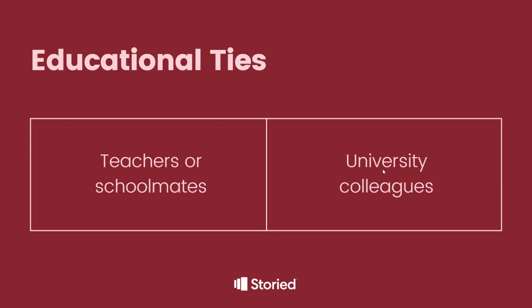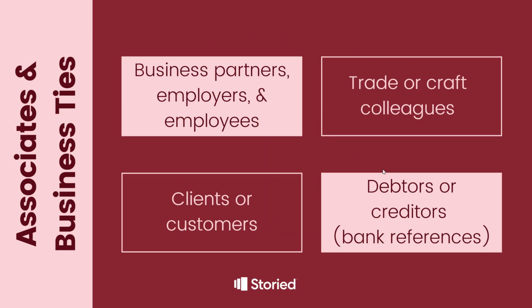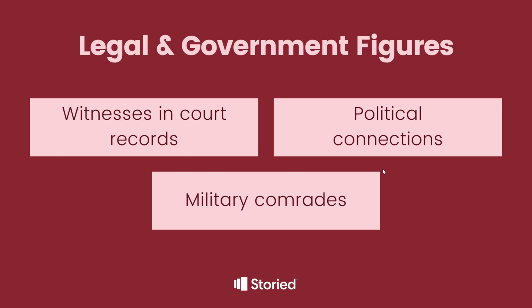Educational ties. Think about teachers or schoolmates, even university colleagues that your ancestors might have had. Associates and business ties, maybe business partners, employers and employees, trade or craft colleagues, clients or customers, if they were in business, and even debtors or creditors with bank references. I've found several of those, even in newspapers, that were tied to my ancestors with debtors and creditors. Legal and government figures. Think about witnesses in court records, political connections that your ancestors might have had, and military comrades.